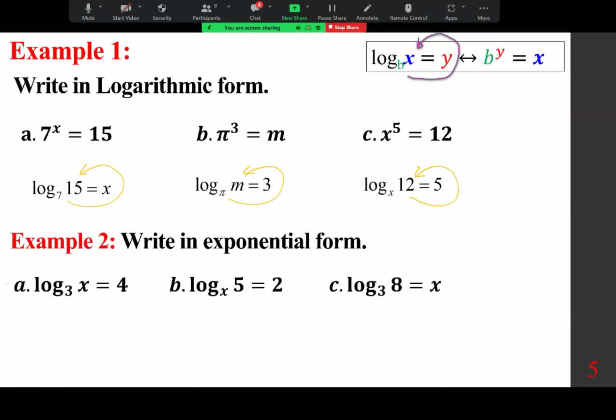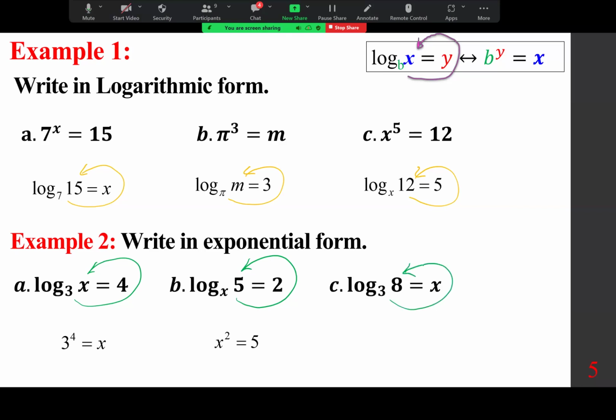In fact, for the following, we're going to write 3 to the power of 4 is x. Log x base 3 equals 4. 3 to the power of 4 is x. Log 5 base x is 2. X squared is 5. Log 8 base 3 is x. 3 to the power of x is 8.